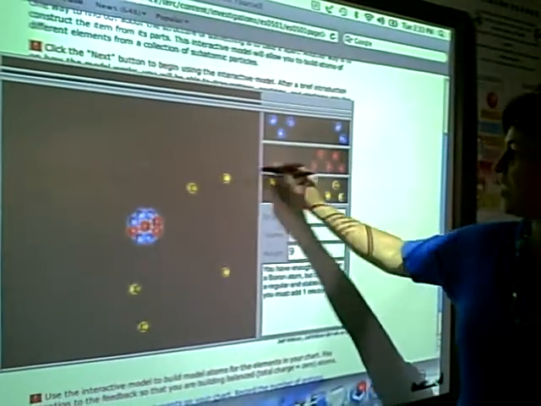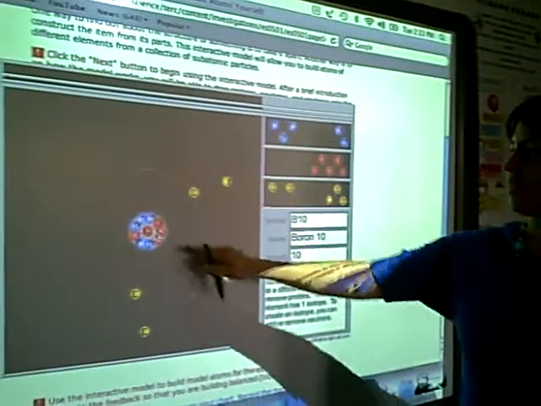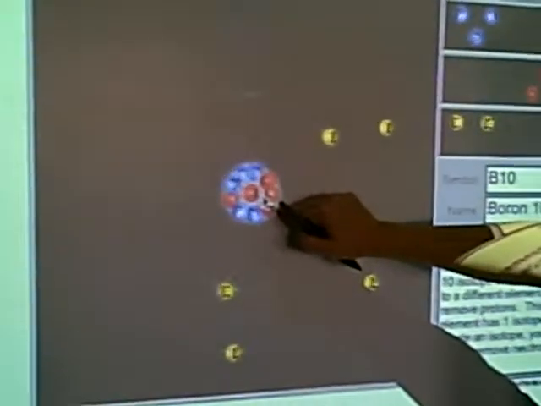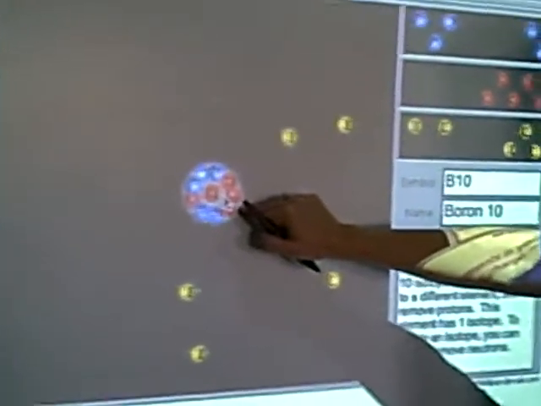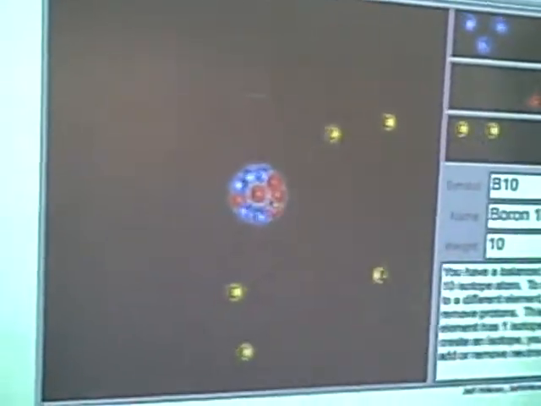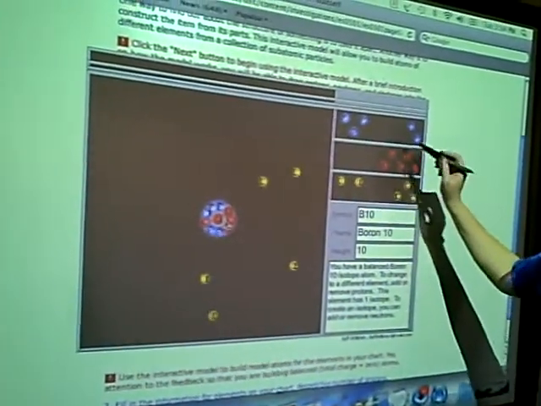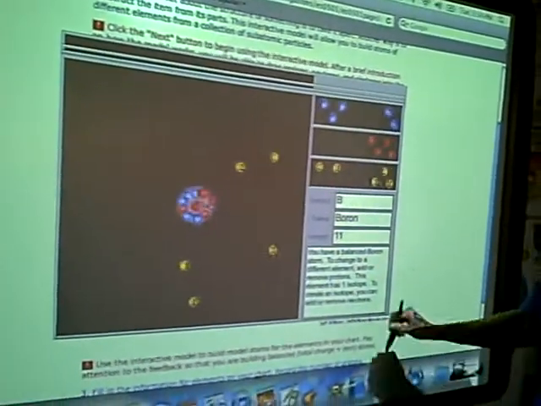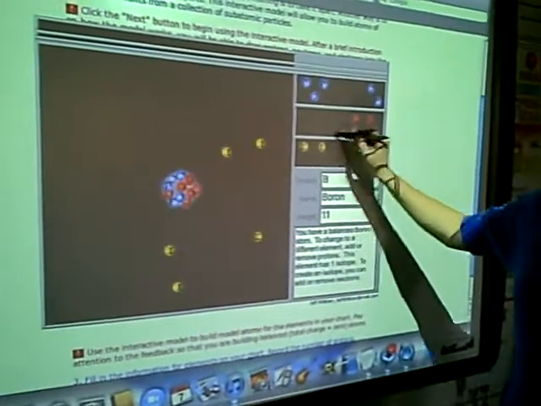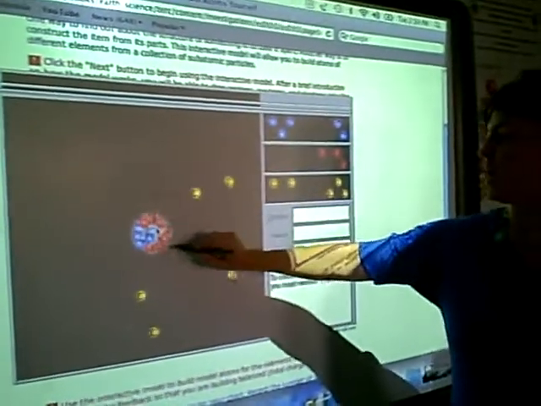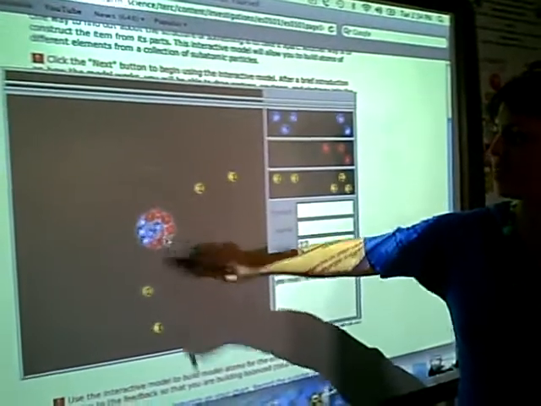Usually they're either equal, or 1, 2, or 3 more neutrons than protons, but you have to calculate that. Once you get it, you have a happy, balanced atom. If you throw another neutron in there, you will get an isotope. It won't show it as an atom, and you can see they're not happy. They're jumping around.